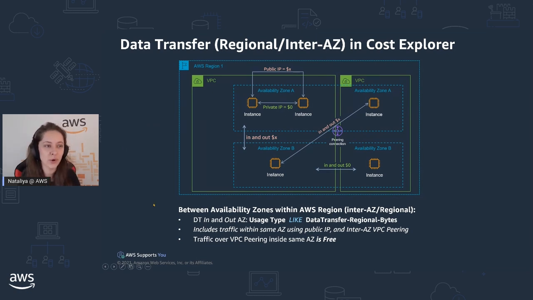And if in Cost Explorer you want to monitor those charges or investigate them, troubleshoot them further, again, you search for the usage type filter. But in this case, you are searching for data transfer regional bytes. Yeah, so we'll see that in the demo as well. Let's see if you have any additional questions.